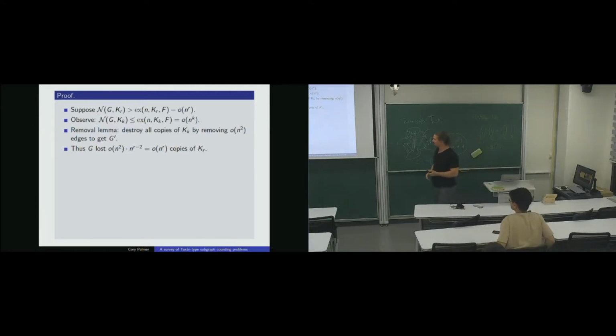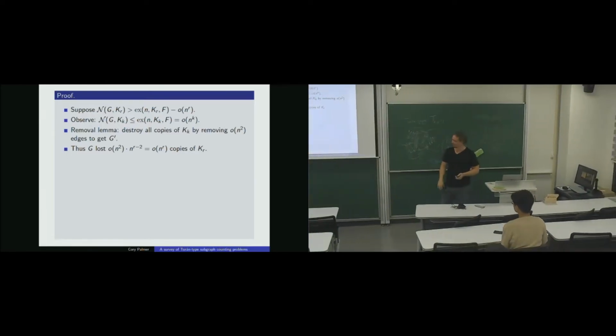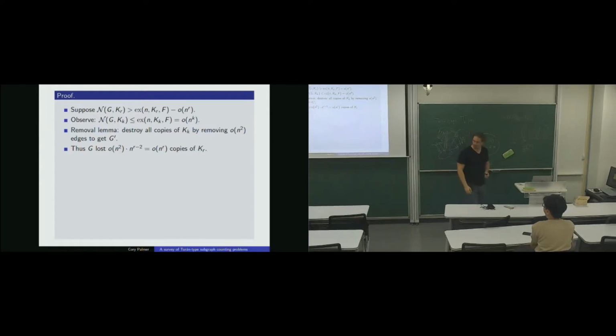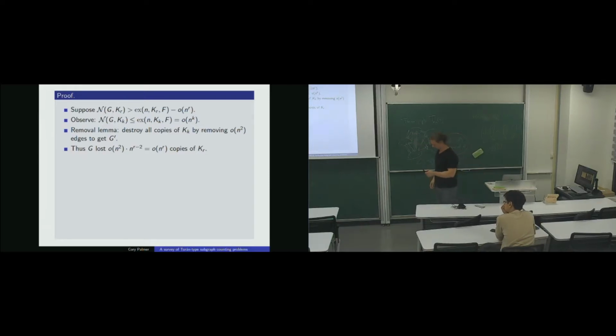How many copies of KR have I destroyed? I don't want to destroy too many copies of KR because I need to say something about them. But fortunately, if I destroy little o of n squared edges, I've destroyed at most little o of n to the r copies of KR, because it's just r minus 2 more vertices to be added on. So the point is, if you look at the top line there, the number of KRs was the extremal number minus little o of n to the r, and I lost another little o of n to the r of them. So what? Nothing changes.